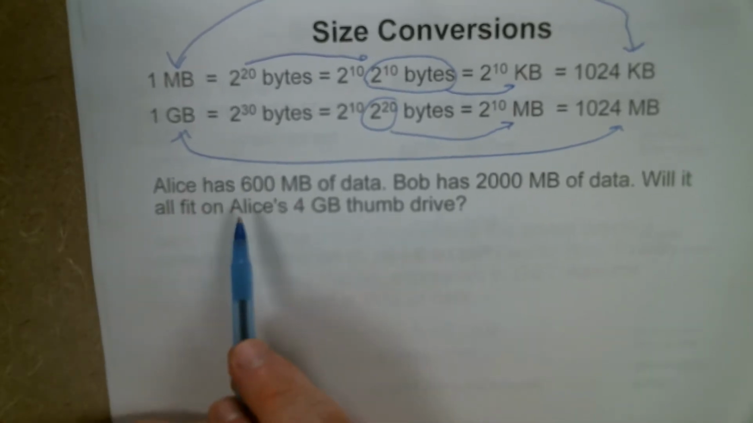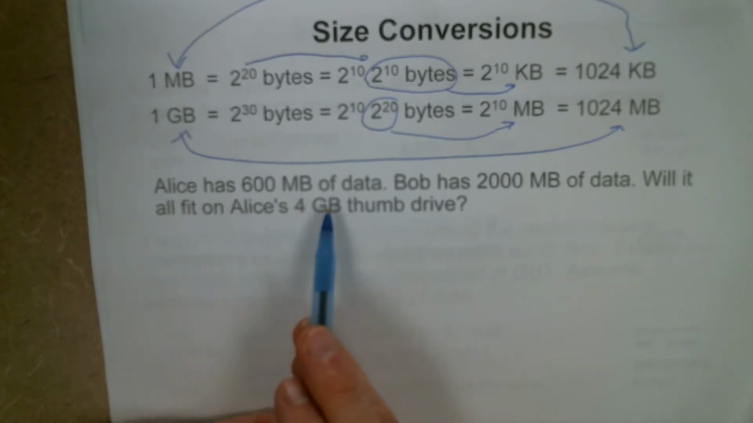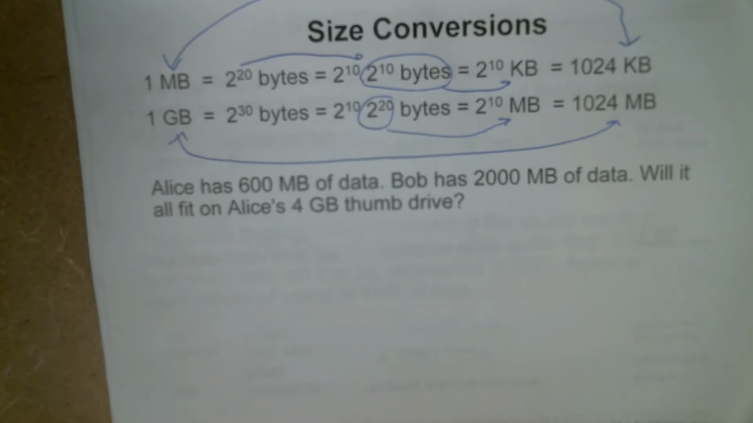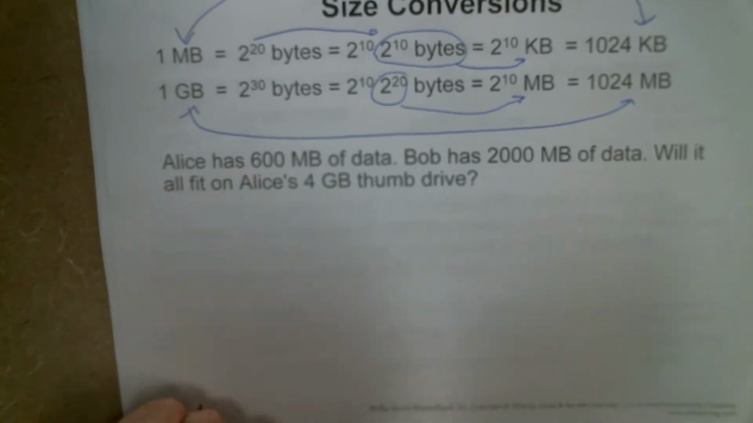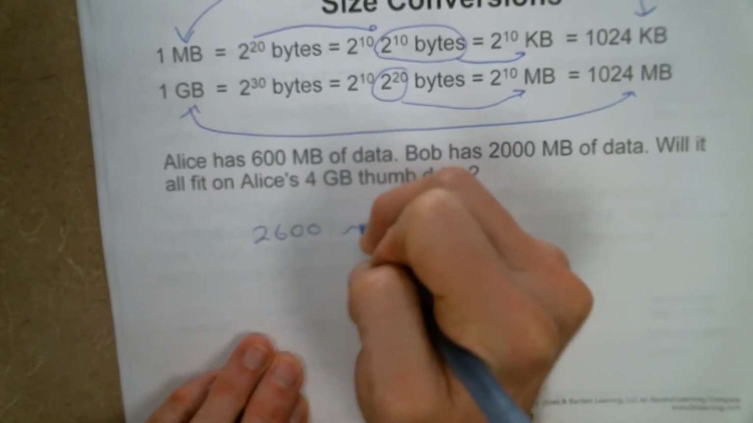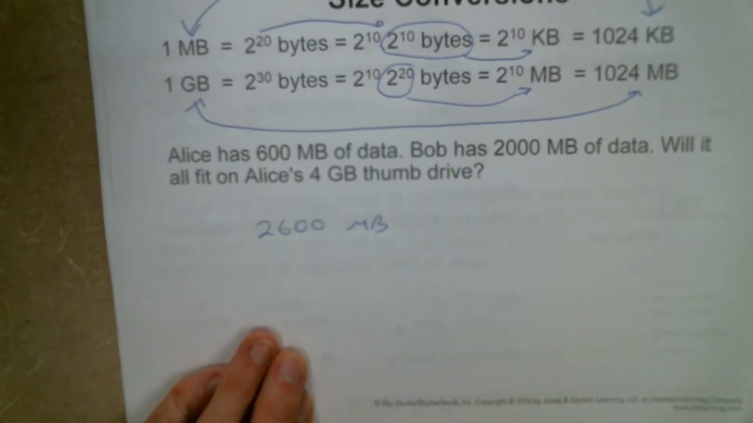So let's take a look at a quick example here. Alice has 600 megabytes of data. Bob has 2,000 megabytes of data. Will it all fit on Alice's 4 gigabyte thumb drive? One thing we could do is say, altogether they have 2,600 megabytes of data, 2,000 plus 600. Pretty straightforward.